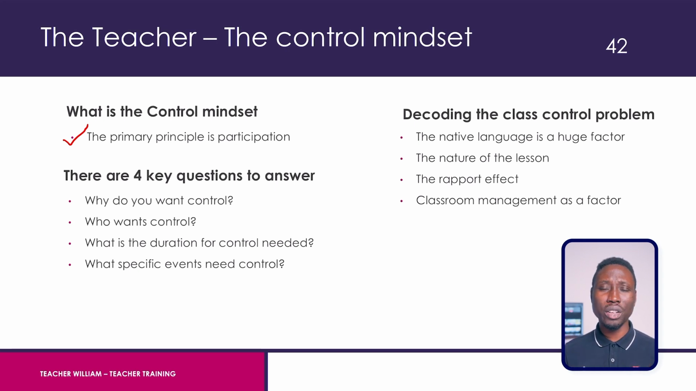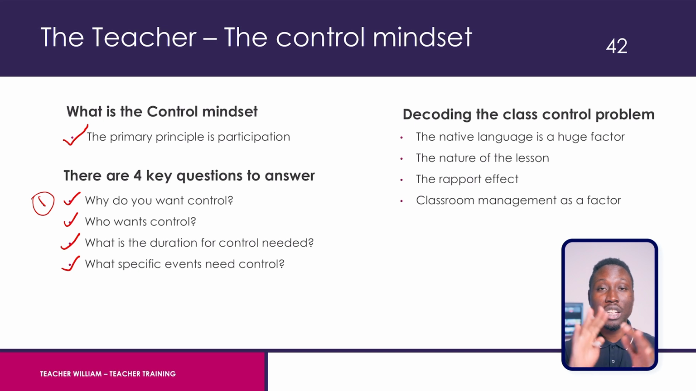We're going to answer 4 questions that will put all of these into perspective. Why do you want control? Who exactly is it that wants this control? What is the duration for which you need that control? And what is the specific event that needs control? Starting off from the first one. Why do you need control?